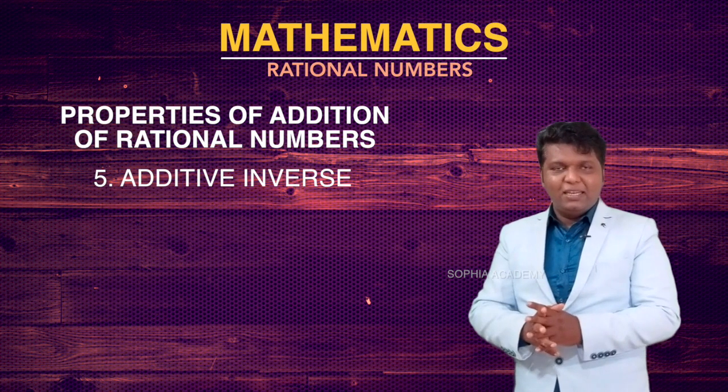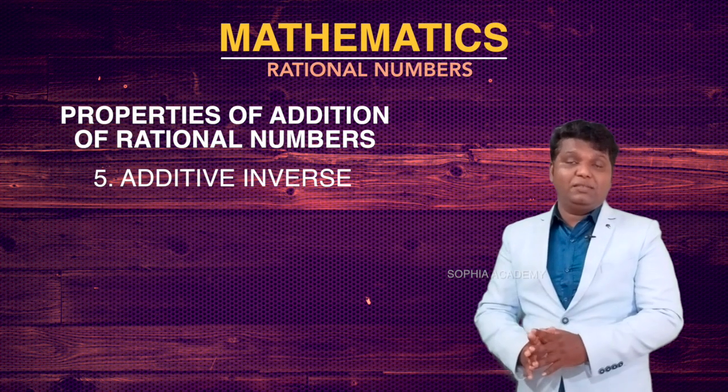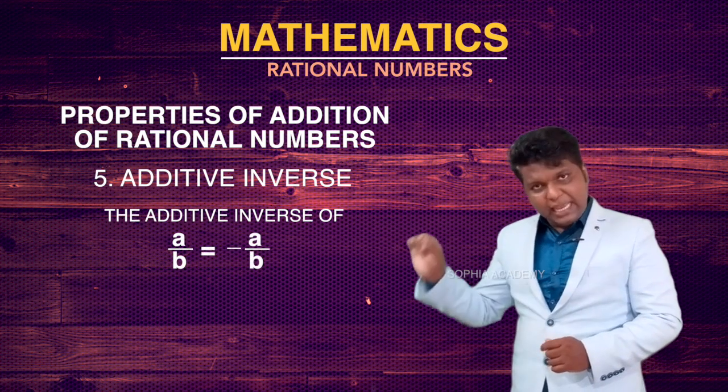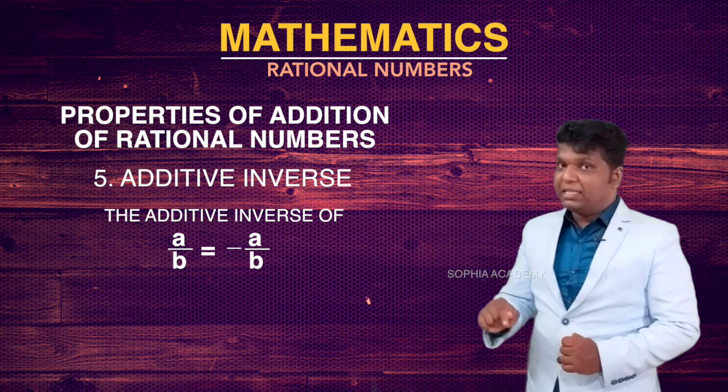It makes sense like that. So what is the additive inverse? The additive inverse of a by b is minus a by b, which means if it is a by b, the additive inverse will be minus a by b.